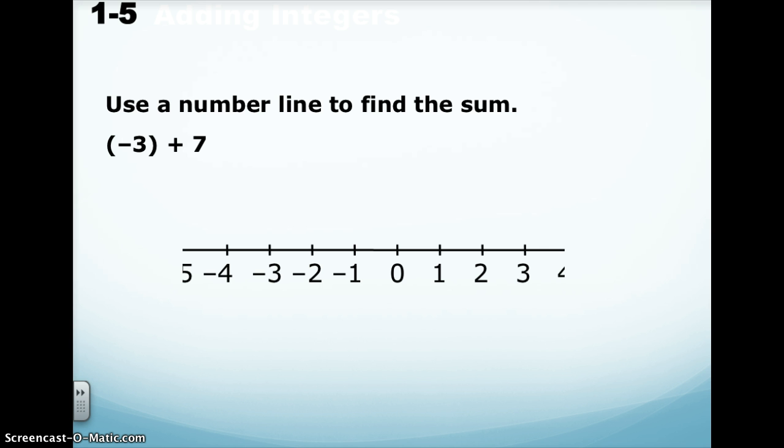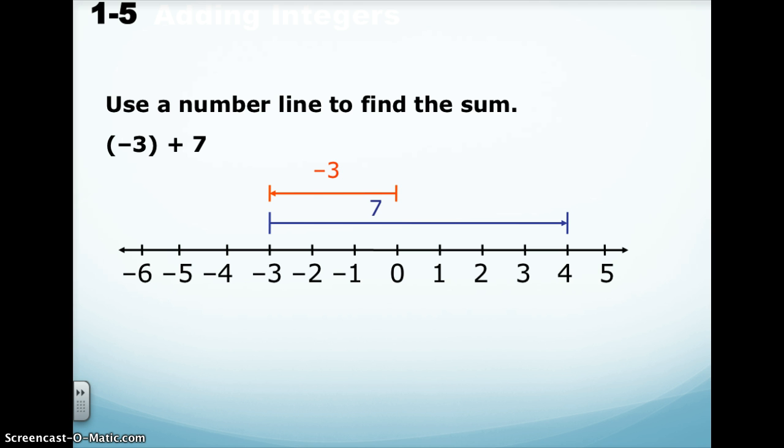-3 plus 7. Start at 0, move to -3. Adding a positive means go to the right. So from -3, we go 7 spots to the right and end up at +4. As always, pause if you need more time on any of the slides.